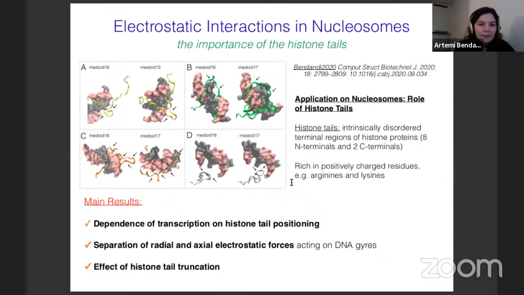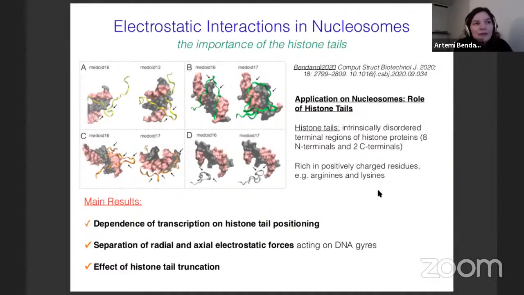So we applied our methodology to these structures, and what was most striking is that we saw a dependence on histone tail positioning on transcription. We were able to separate the effect of the radial and the axial electrostatic forces acting on the DNA gyres in the nucleosome, and we were also able to study the effect of histone tail truncation. Among else, we also studied the effect of particular arginine and lysine residues in the nucleosome, and what effect small changes in their positioning had on the electrostatic interactions in the nucleosome.